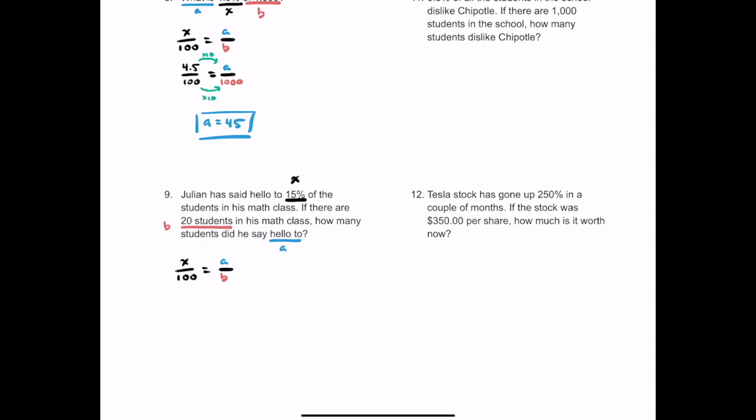X is 15, 15% is 15 per 100, equals, A is going to be our unknown, that's the amount of students he said hello to, and 20 is the whole. So out of the 20, what is 15%? Well, go ahead and simplify just because it's a good practice to always see if you can simplify. If we simplify, that would be 3 over 20 is equal to A over 20. Oh, okay, well that's actually nice and easy here. So 20 times 1 is 20, and 3 times 1 is going to be A. So I can just say that A is equal to 3.